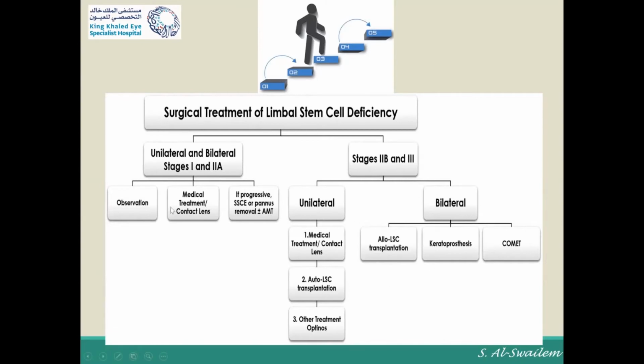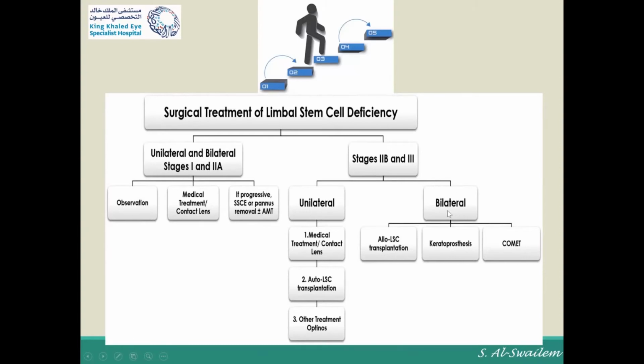So in the mild forms, we can just do the medical treatment, contact lens, and if it is progressive, we can do sequential removal of the sick corneal epithelium and pannus, with or without amniotic membrane. That's for unilateral or mild bilateral limbal stem cell deficiency. What about if it is severe unilateral? After you have done all the above measures, then you can do an autologous limbal stem cell transplantation. Okay, and we will describe it later.